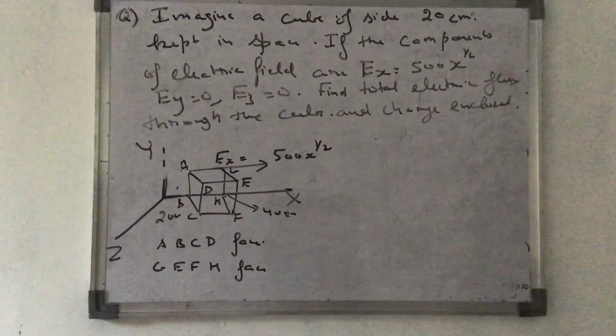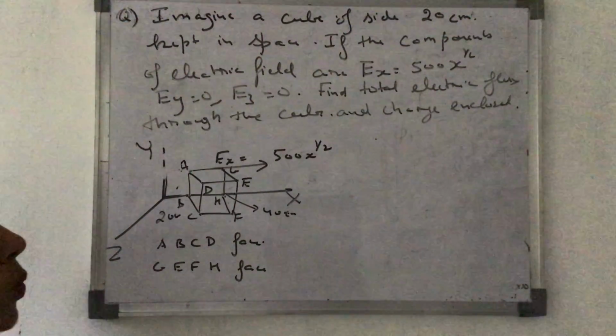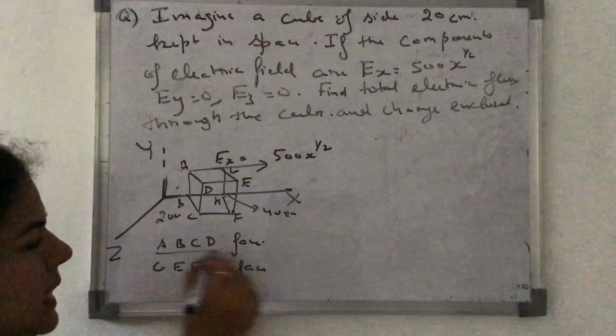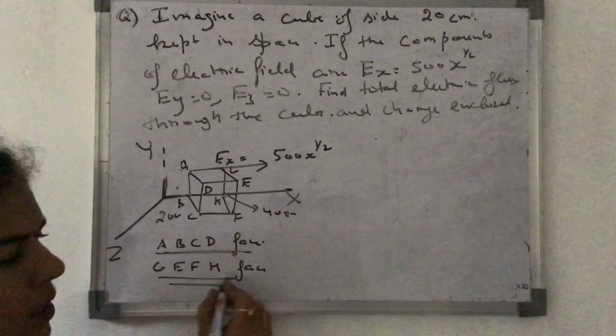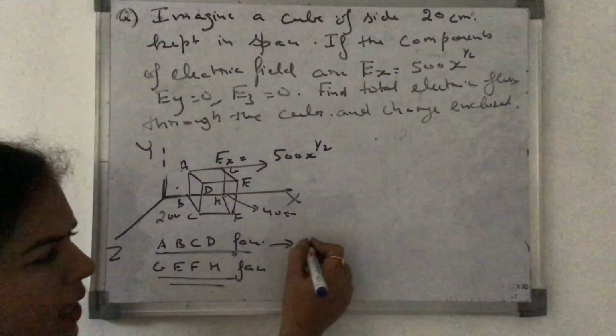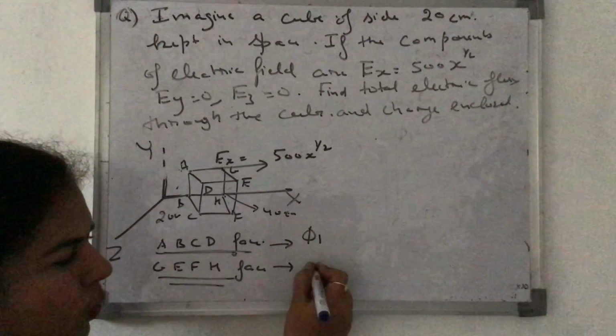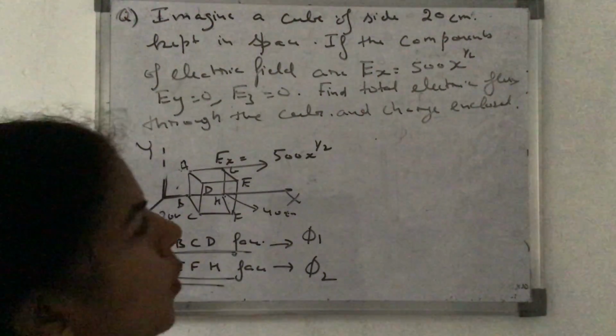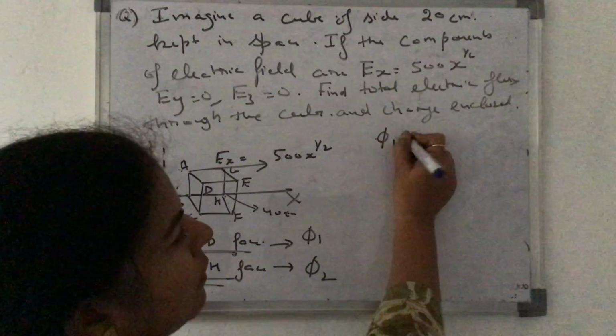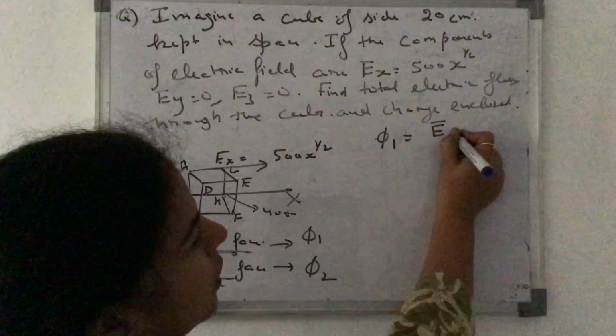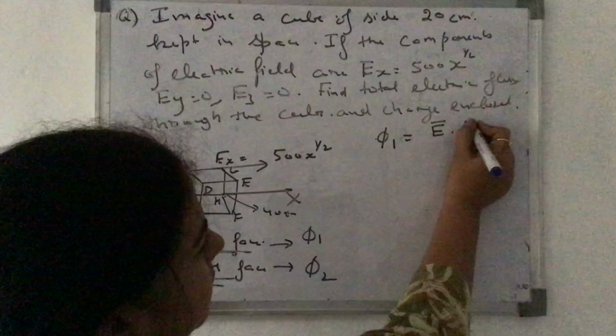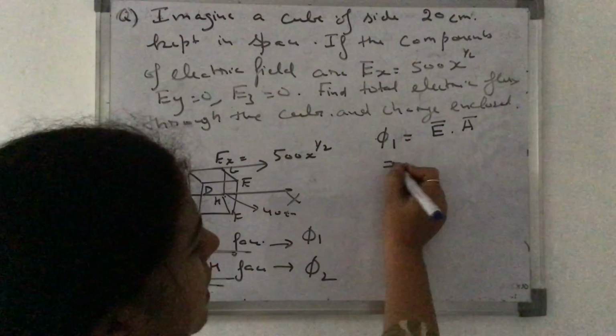Let's find out what the electric field is. First of all, I'm mentioning that the electric flux is only through the two faces A, B, C, D and G, E, F, H. The electric flux through this I'm calling phi1, and through this I'm calling phi2. So what is the value of phi1? Phi1 is equal to E dot A. What is E dot A?